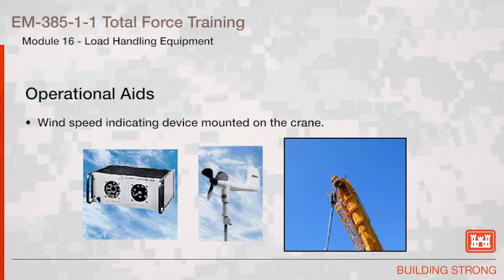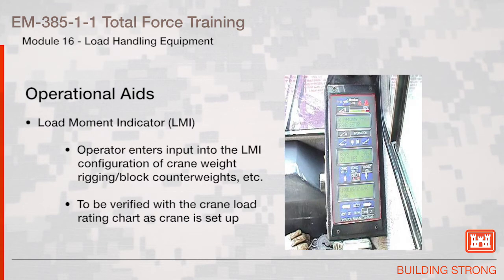Operational aids include wind speed indicating devices that are mounted on the crane. Additionally, an operational aid can include a load moment indicator, where the operator enters input into the load moment indicator for the configuration of crane weight, rigging, block, counterweights, etc. The load moment indicator is to be verified with the crane load rating as the crane is set up.